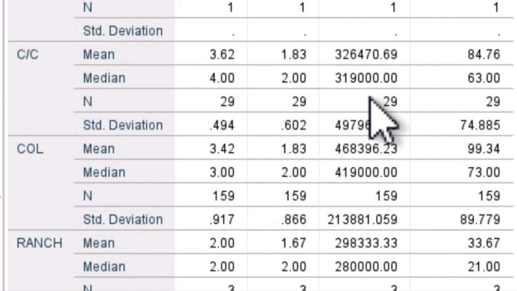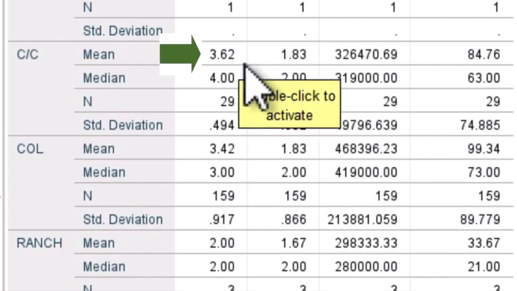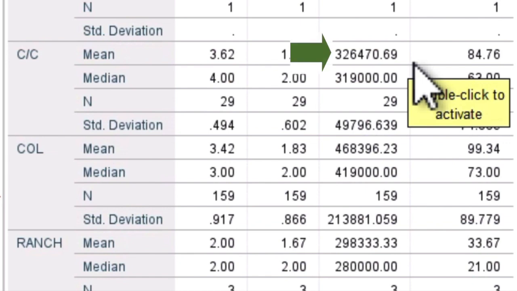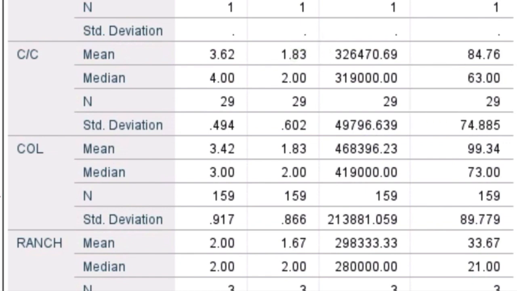And here we see that the Cape Cods have an average of 3.6 bedrooms, 1.8 bathrooms, and the selling price was an average of about $326,000. And they spent an average of around 85 days on the market.